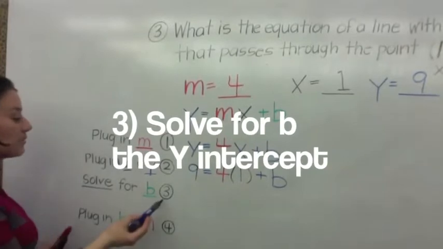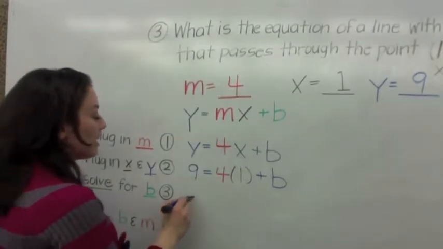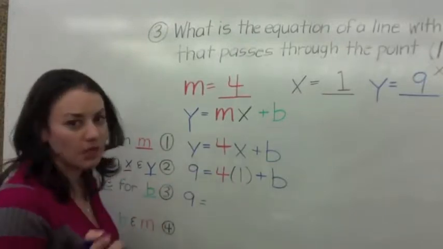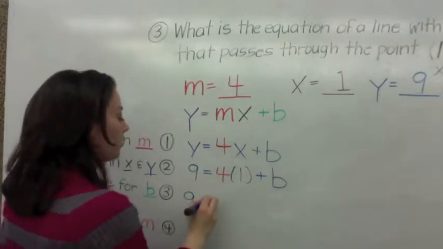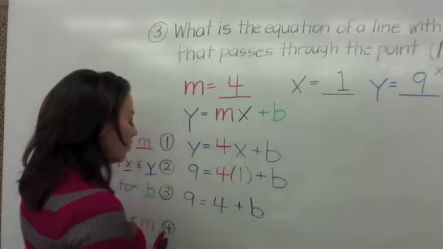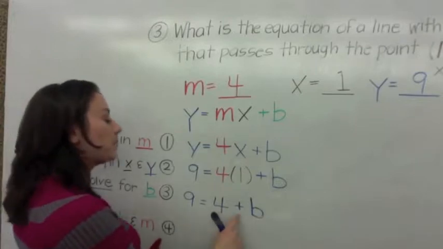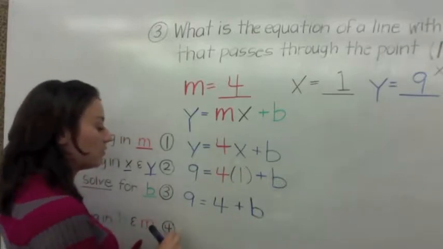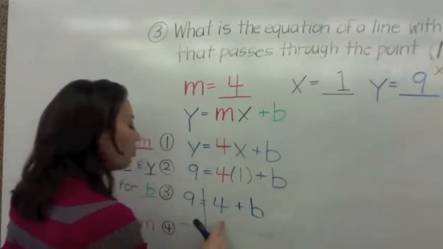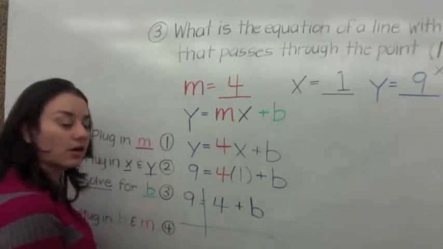So the next step, step 3, is solve for b. All right, so we say 9 equals, what is 4 times 1? What's 4 times 1? It's 4, okay? Plus b. All right. So when you're solving for b, it's saying 9 equals 4 plus b. A number plus 4 gives you 9. So we're going to make a T-bone steak. What should we do to both sides to get b by itself? What's the opposite of positive 4?